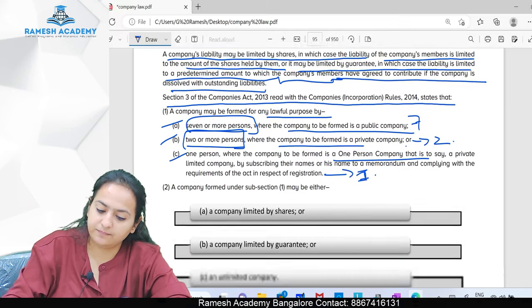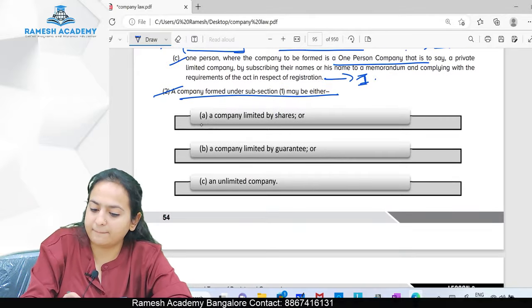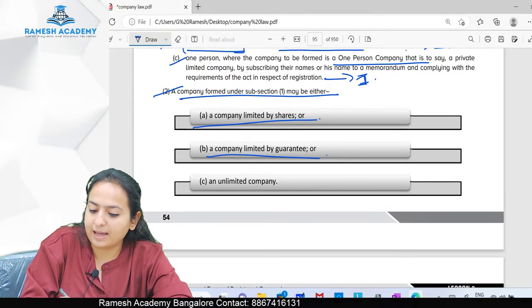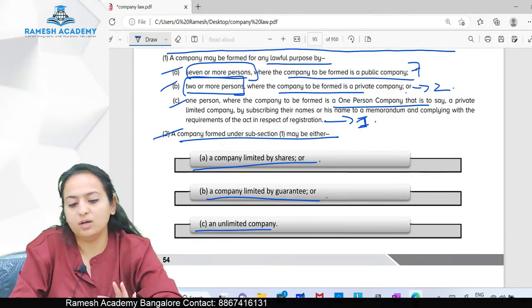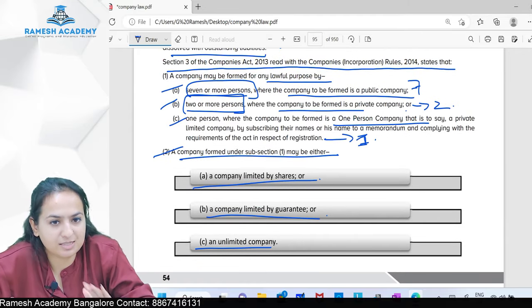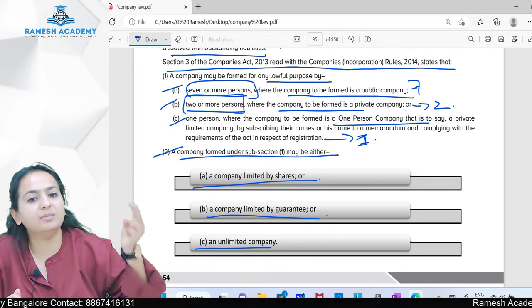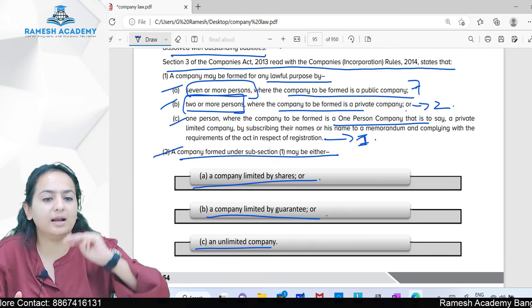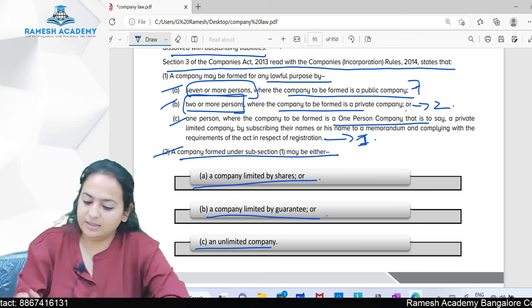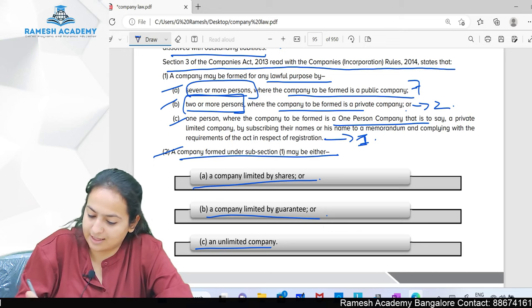Okay, a company formed under subsection 1 may be either a company limited by shares, by guarantee, or unlimited. So when a company is formed for a lawful purpose by such members, it can either be limited by shares, limited by guarantee, or an unlimited company. For unlimited company, you may write down some one line.